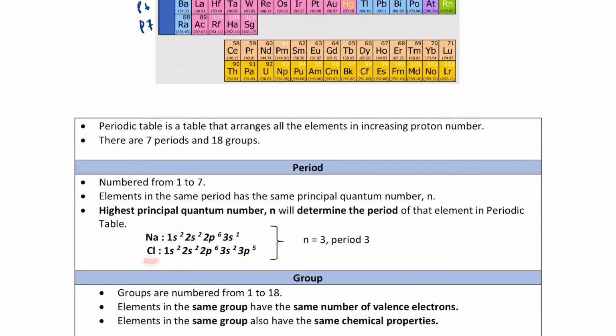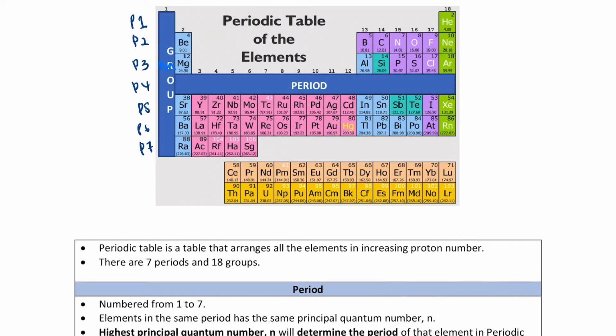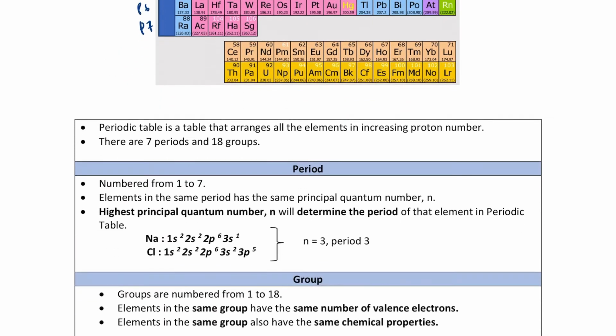Next, let us look at chlorine. For chlorine, the highest principal quantum number is also 3. That means chlorine is in period 3. So where is chlorine? Chlorine is over here. So we can see, yes, chlorine is in period 3. So from the electronic configuration, how do we determine the period? Look at the highest principal quantum number n.